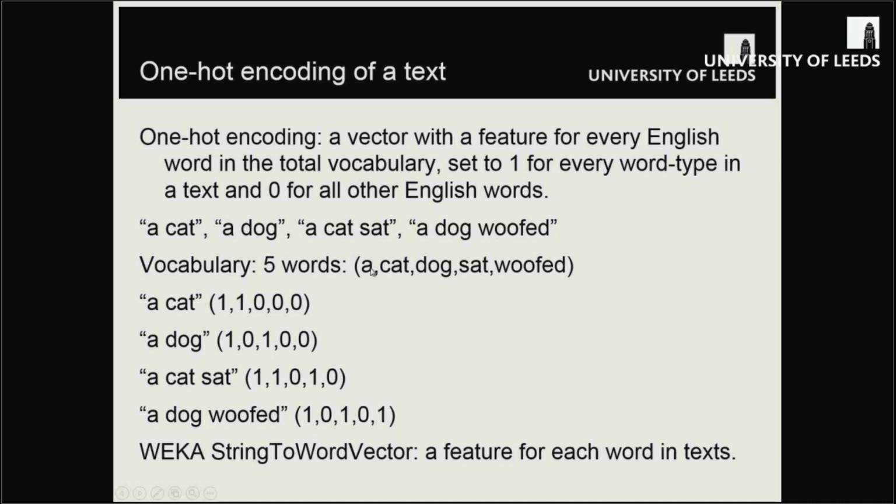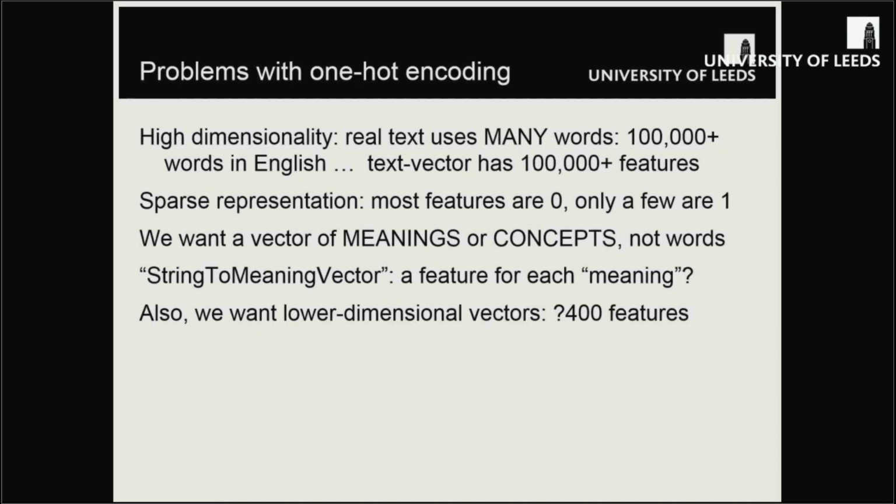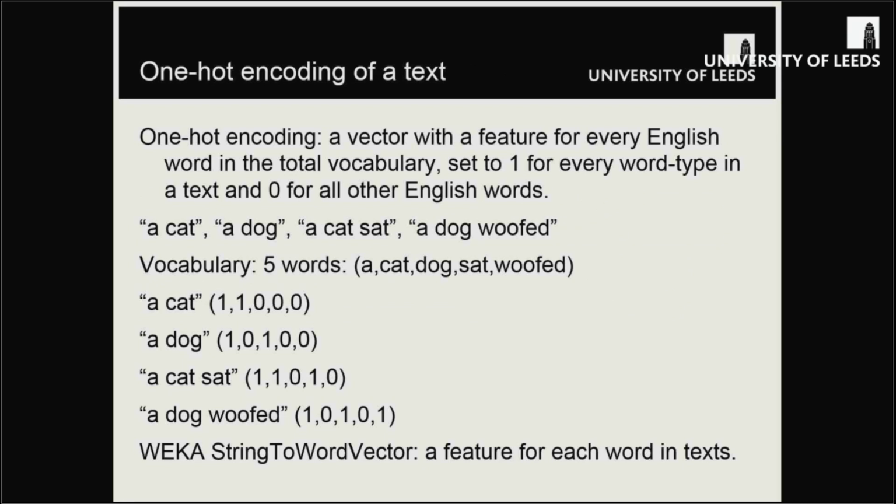For example, the string to word vector filter will take a string of words like this and convert it into a vector like this. It basically takes all of the strings, counts up how many words there are, and builds a vocabulary, and then each individual string is represented as a vector like this. So string to word vector is available for you if you use Weka. In other programming languages like R and Python and so on, there are similar things, but you have to write a program for that.